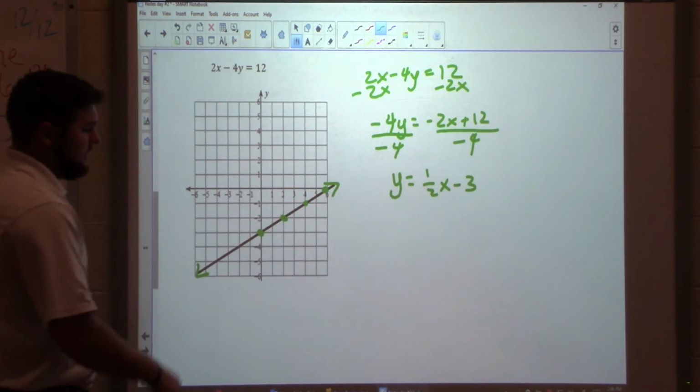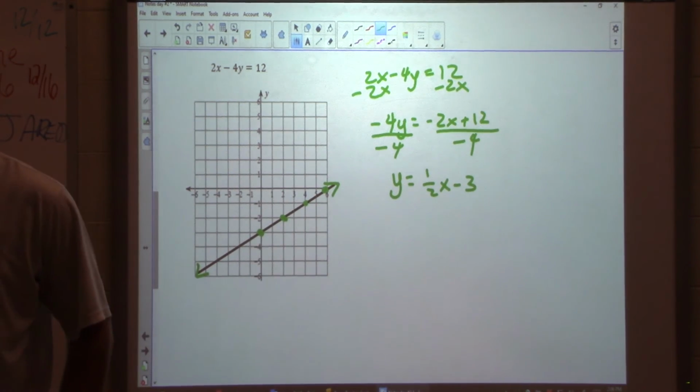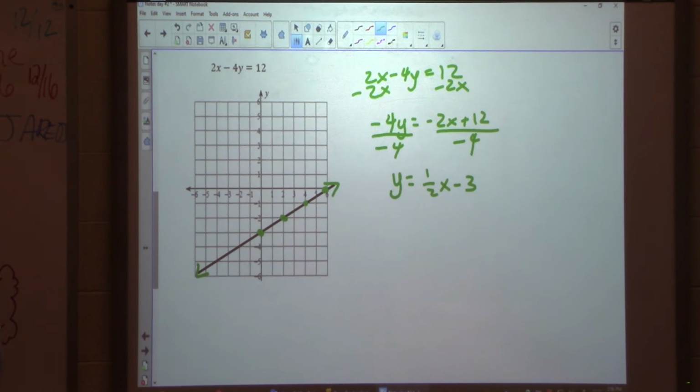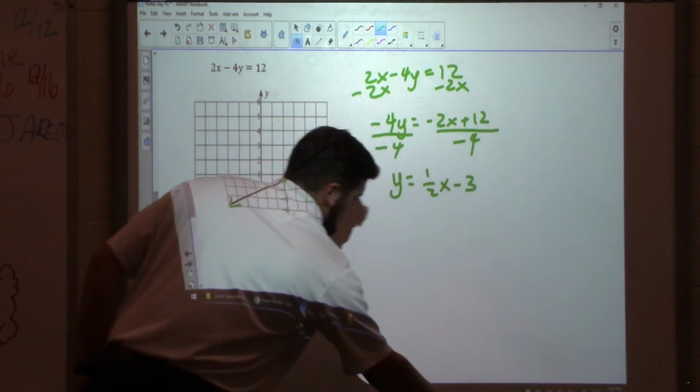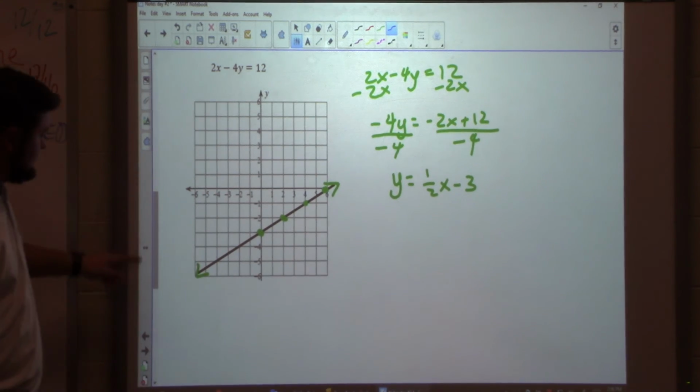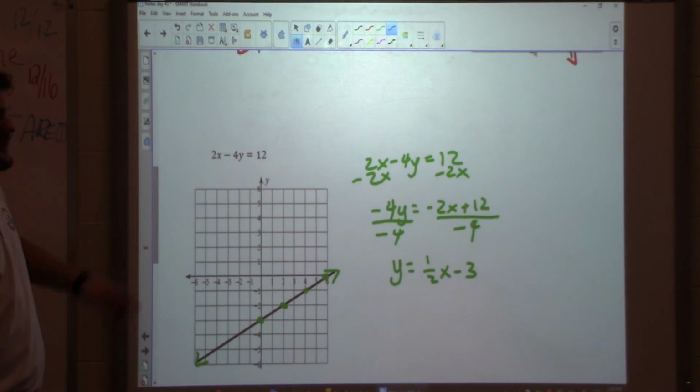Has anyone done the cover-up method before? Yeah. Do you like it? No, it takes too much time. Watch this, I bet I can do it in under 30 seconds. Ready? Okay.